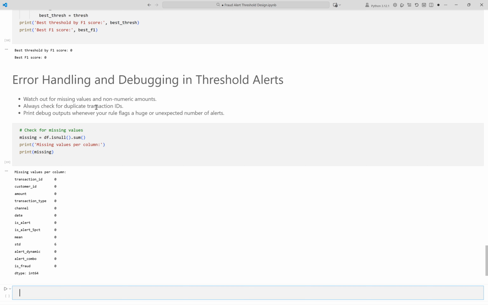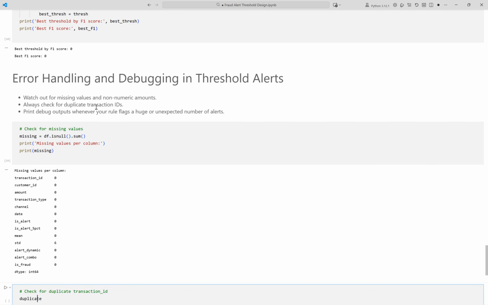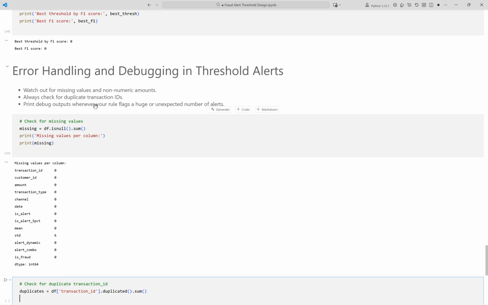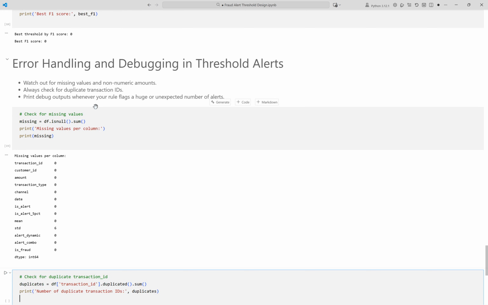We look for duplicate transaction identifiers, which should be unique. We count how many duplicates there are. We print the number of duplicate identifiers.